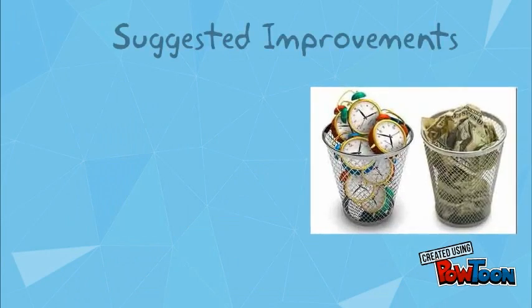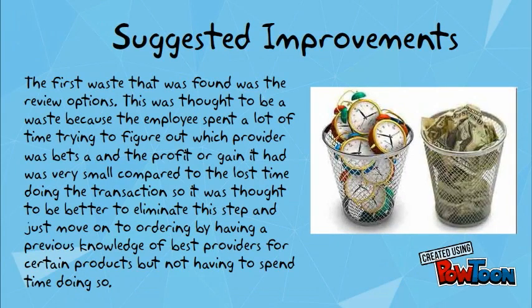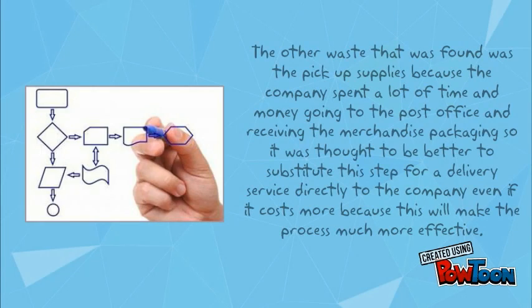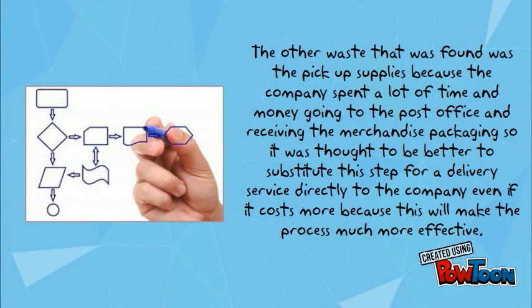Two forms of waste. The first one was to review the options, because the employees spent a lot of time trying to figure out which provider was better. The profit or gain was very small compared to the lost time doing the transaction, so it was thought to be better to eliminate this step. The second was pickup supplies, because the company spent a lot of time and money going to the post office and receiving the merchandise, so it was thought to be better to substitute this step for a delivery service directly to the company, even if the costs were more, because it will make the process much more efficient.